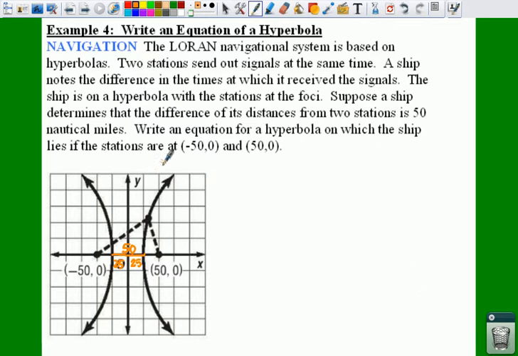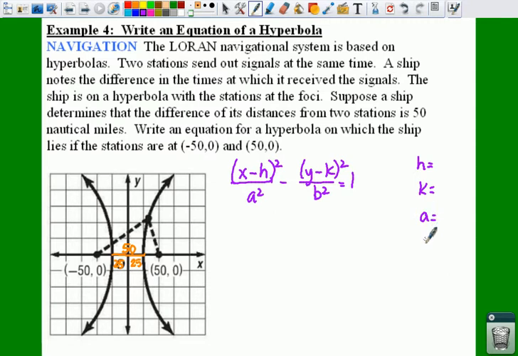So what we have to do is write an equation for a hyperbola in which a ship lies. The stations are at (-50, 0) and (50, 0). You can tell by the way that this graph opens up that we are going to write an equation with (x minus h) squared over a squared minus (y minus k) squared over b squared, because this is a horizontal opening hyperbola. So let's go through and find our h, k, a, and b. Our h and k are going to be 0, 0. We're centered at the origin.